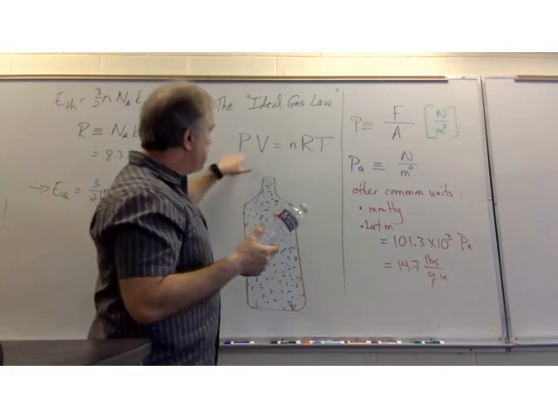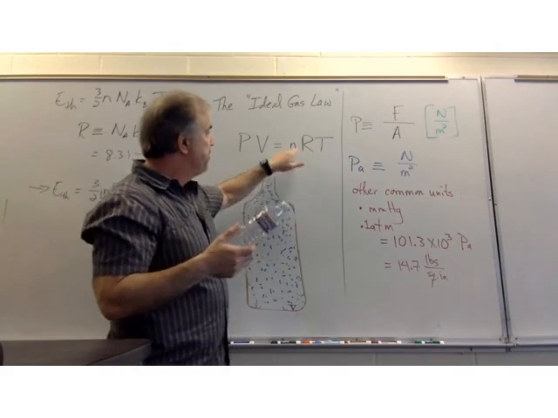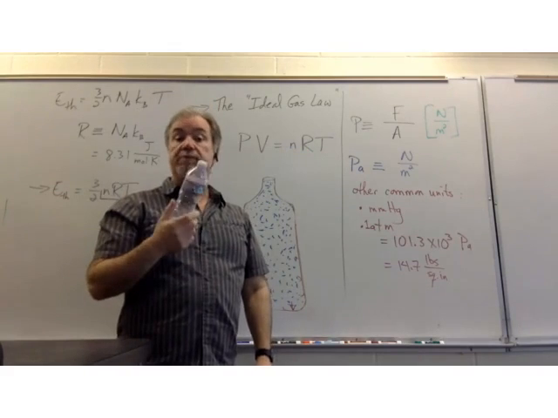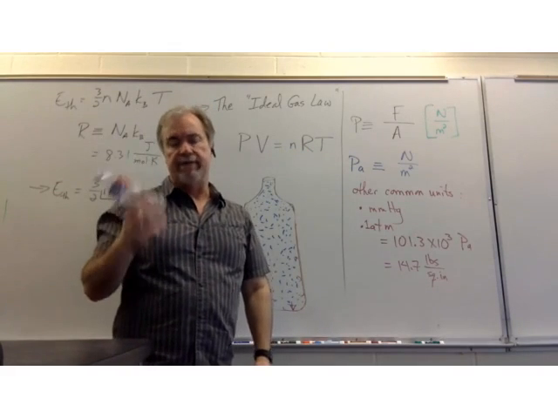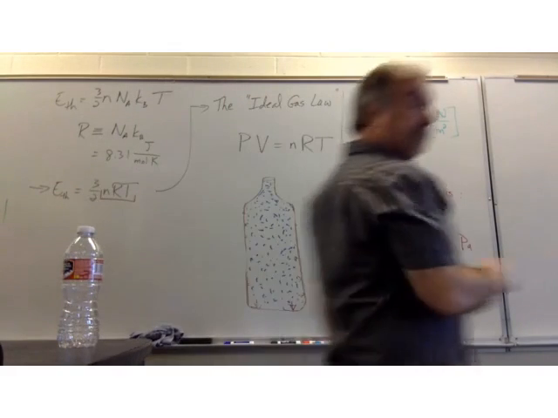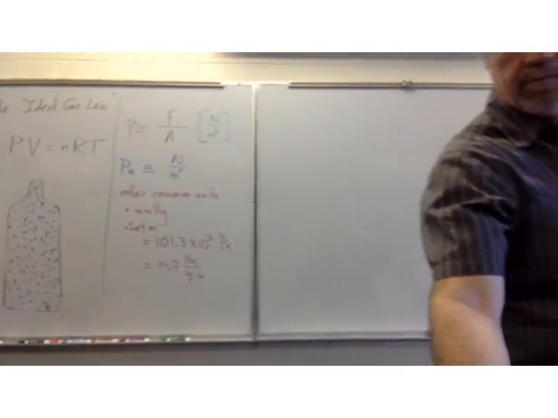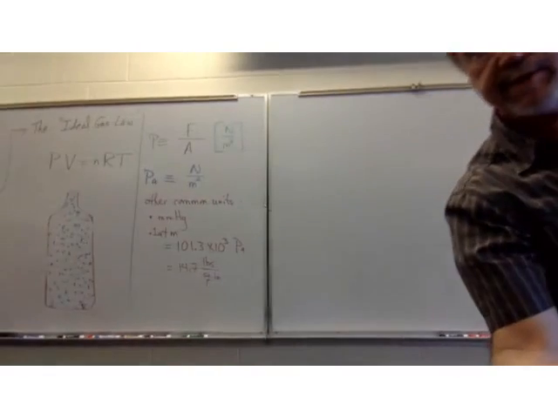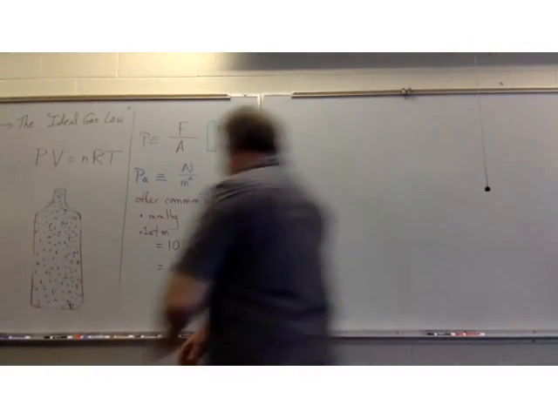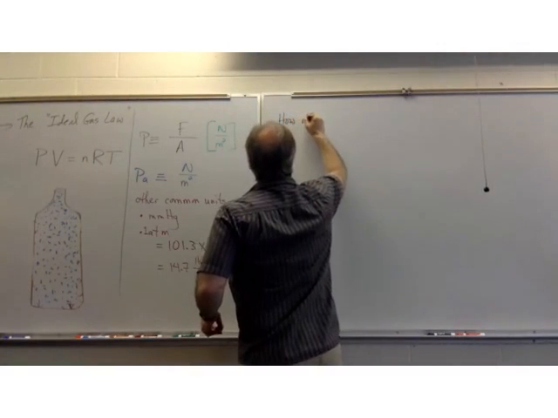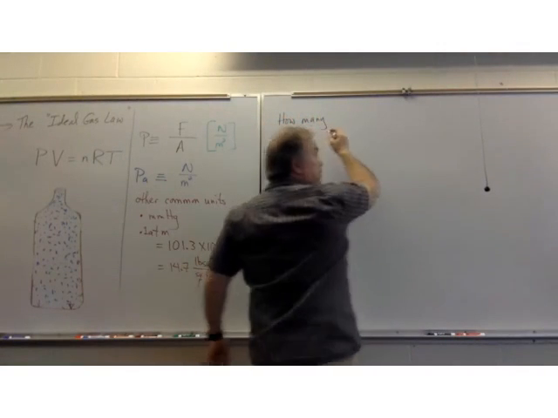So I've got the pressure. I know the volume, I know the pressure, I know the temperature. R is a constant. This way I can solve for the number of moles of gas inside here, which, to be honest with you, off the top of my head, I have no idea. So let's calculate it. So the question is, how many moles of air do we have inside there?